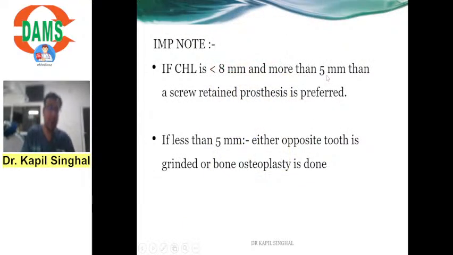If they ask you a question that suppose a first molar is missing in the patient and you replace it with an implant, and after that when you are trying to give a prosthesis you see the prosthetic space, the clearance is 6 mm. What is the type of prosthesis you will give to the patient? The answer here would be screw retained prosthesis. So more than 5 and less than 8 mm, the answer would be screw retained, and more than 8 mm, the answer would be cement retained prosthesis.